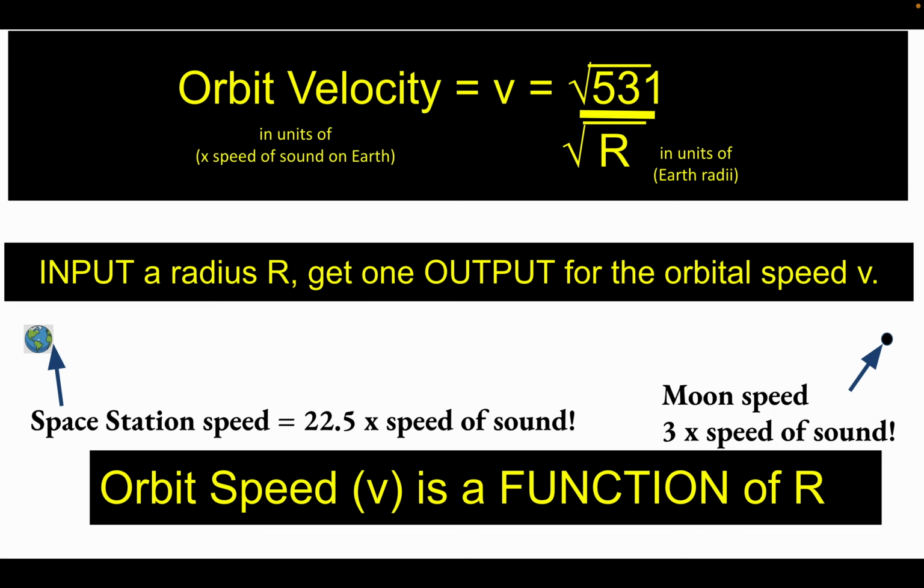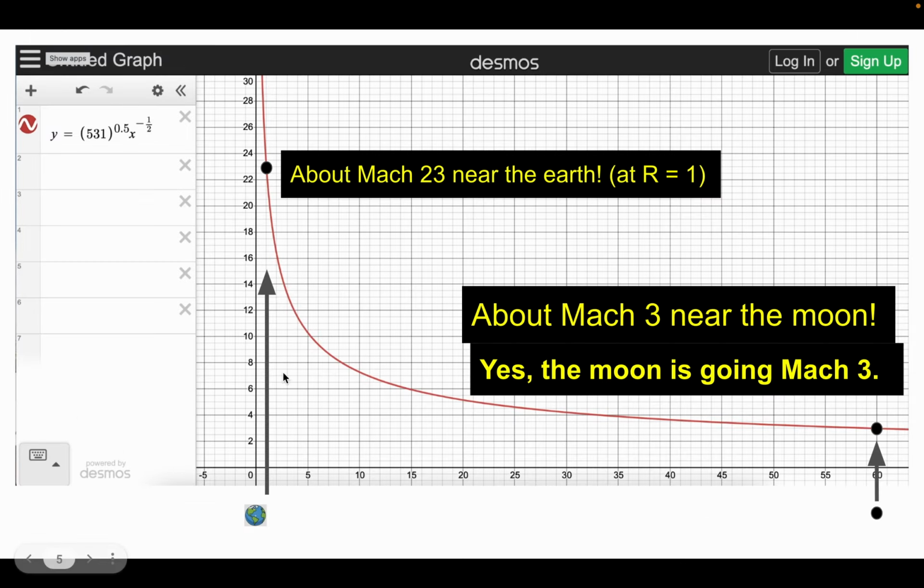And so that function, as it turns out, actually looks like this. If you graph the function, you can see here close to the Earth where the space station is, you've got to orbit at pretty close to Mach 23, or 22 times the speed of sound on Earth. And then as you go farther and farther from the Earth, say here at 10 Earth radii away, you're orbiting somewhere around a little over Mach 7, or 7 times the speed of sound, I should say. And then as you go out here to where the moon is, 60 Earth radii, you're orbiting about 3 times the speed of sound on Earth.